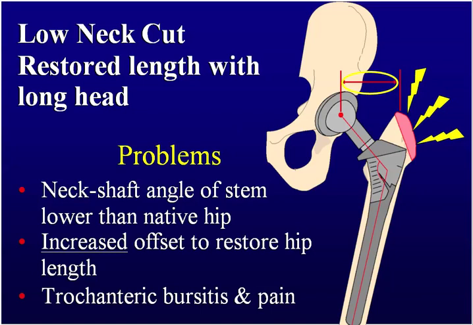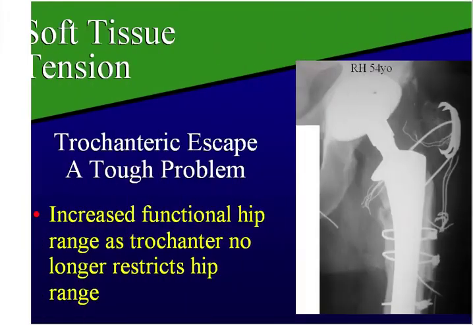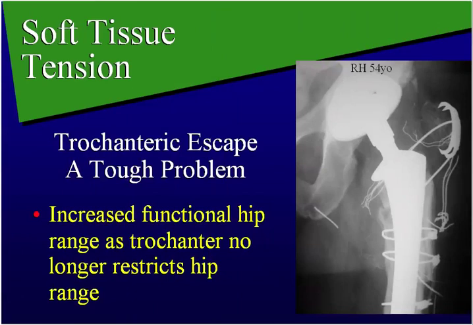Soft tissue tensioning. Trochanteric escape is a tough problem because the trochanter has the abductor complex. You have an increased functional hip range as the trochanter no longer restricts the hip. So you take your trochanter off, it no longer is in the way. So when you're trochanteric deficient, you can turn all the way out, turn all the way in, then you lever, and then you dislocate. Plus, you don't have that compressive hip stress. And that's a big problem. So if you have a trochanteric escape, that's a tough problem. You lose that hip compression, run the risk of instability.